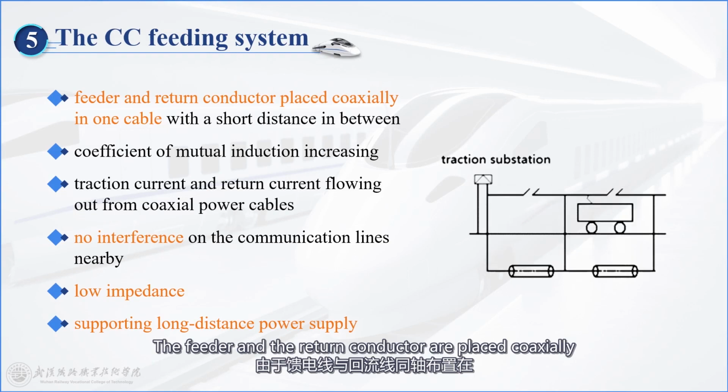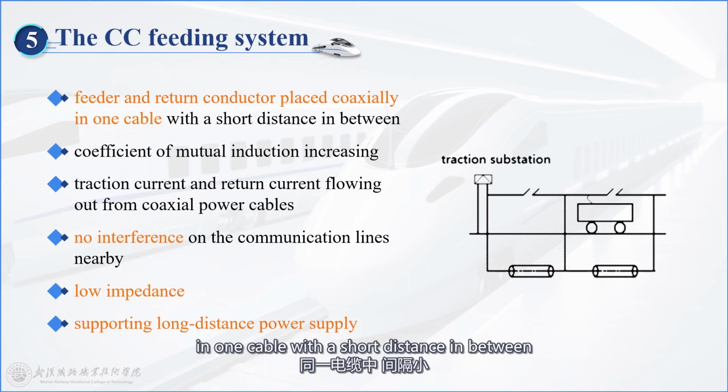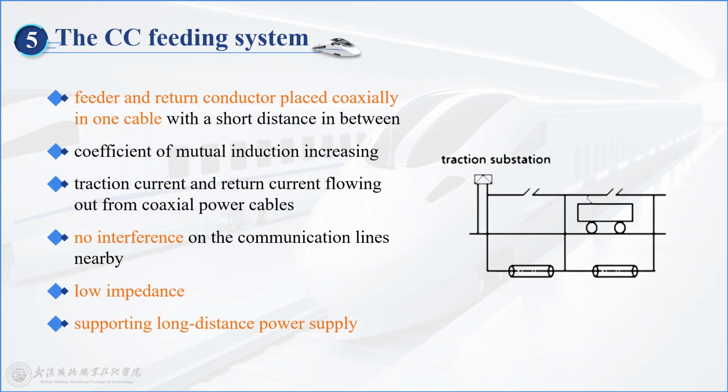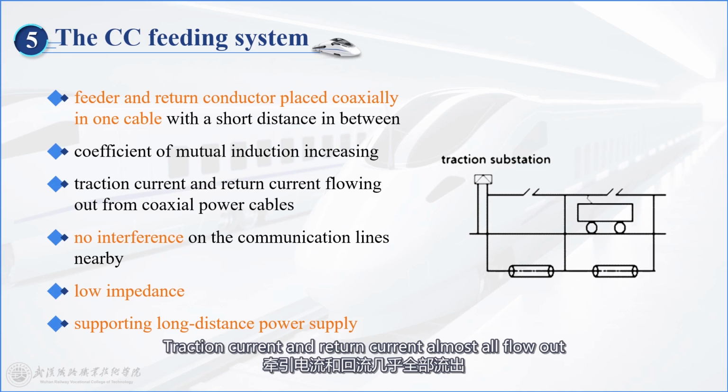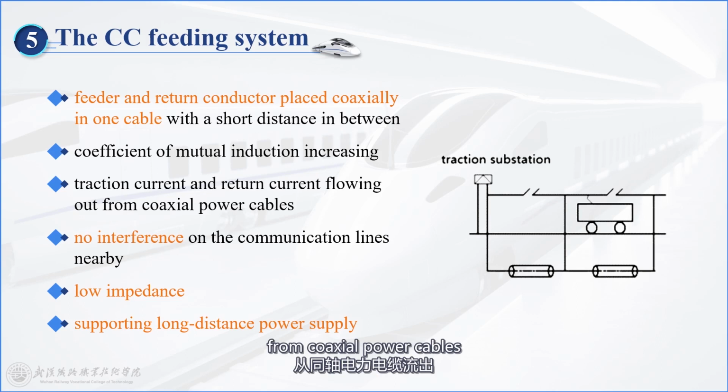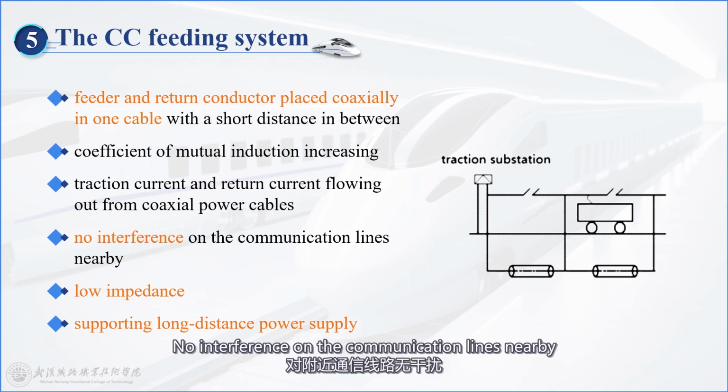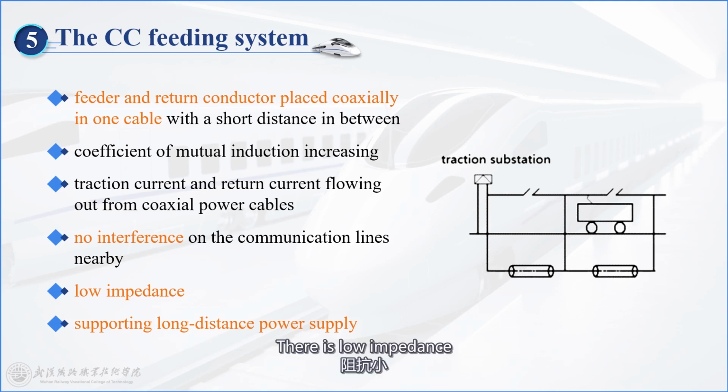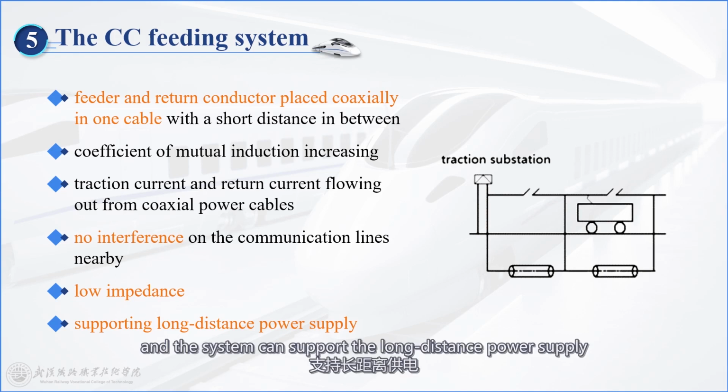The feeder and the return conductor are placed coaxially in one cable with a short distance in between. Thus, the coefficient of mutual induction increases. Traction current and the return current almost all flow out from coaxial power cables. No interference on the communication lines nearby. There's low impedance, and the system can support the long-distance power supply.